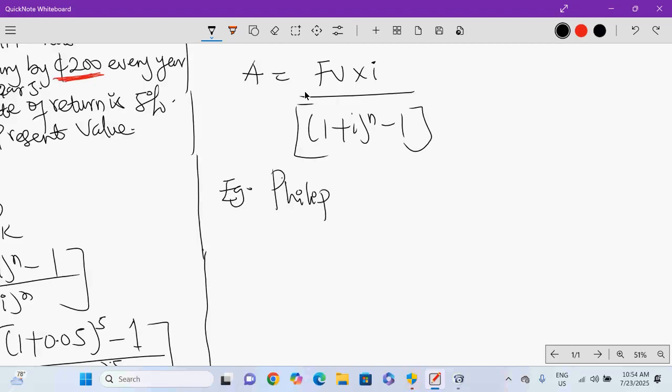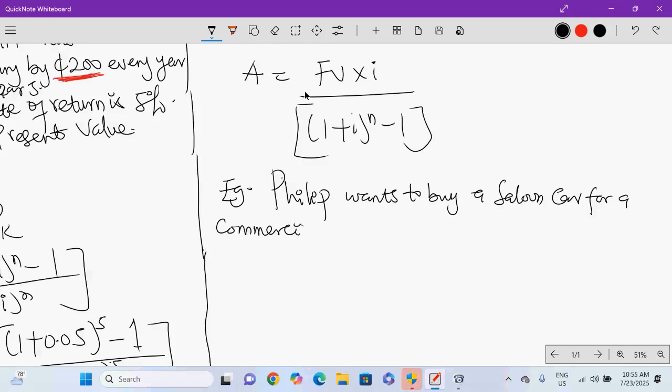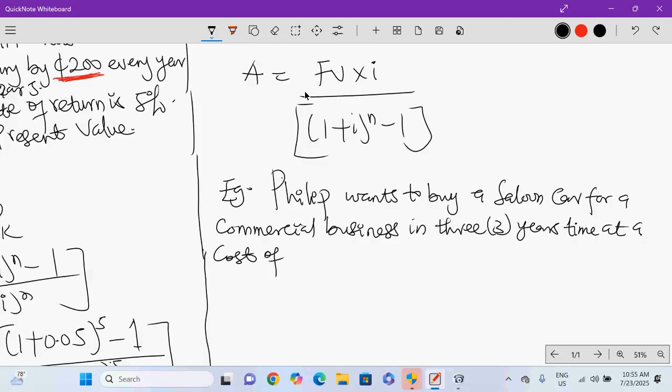Philip wants to buy a saloon car for a commercial business in 3 years' time, at a cost of 30,000 cedis.